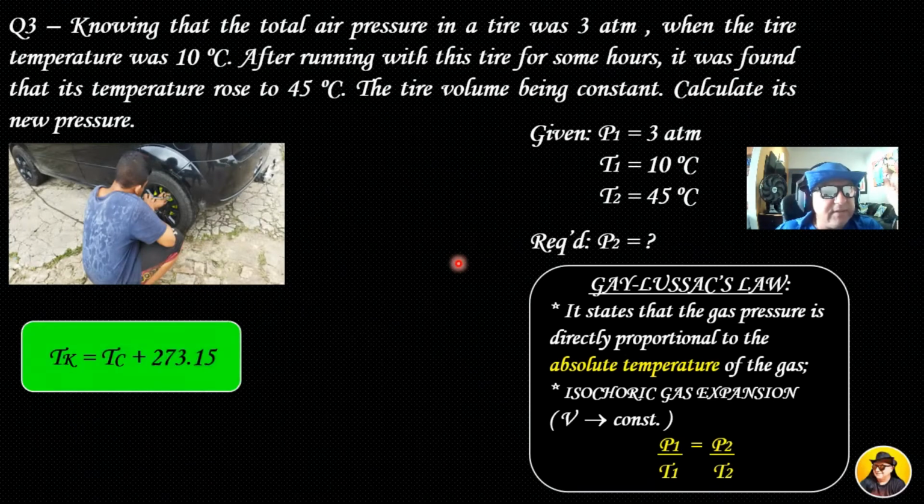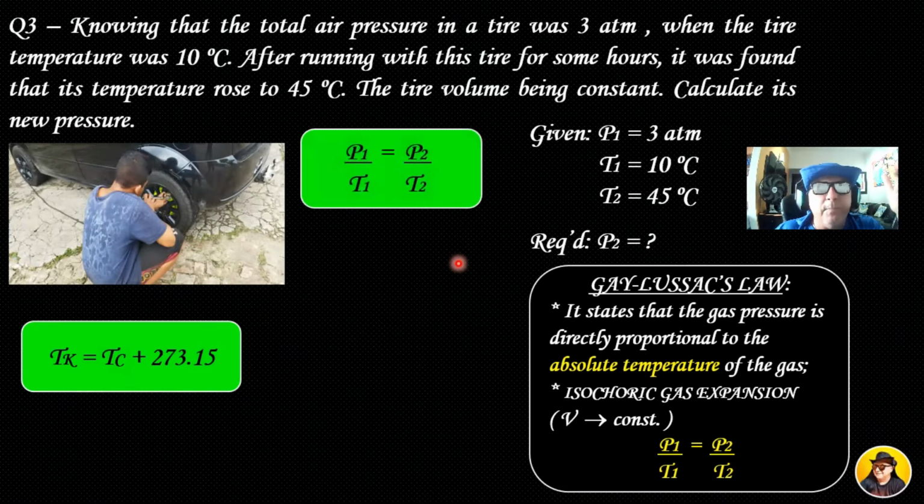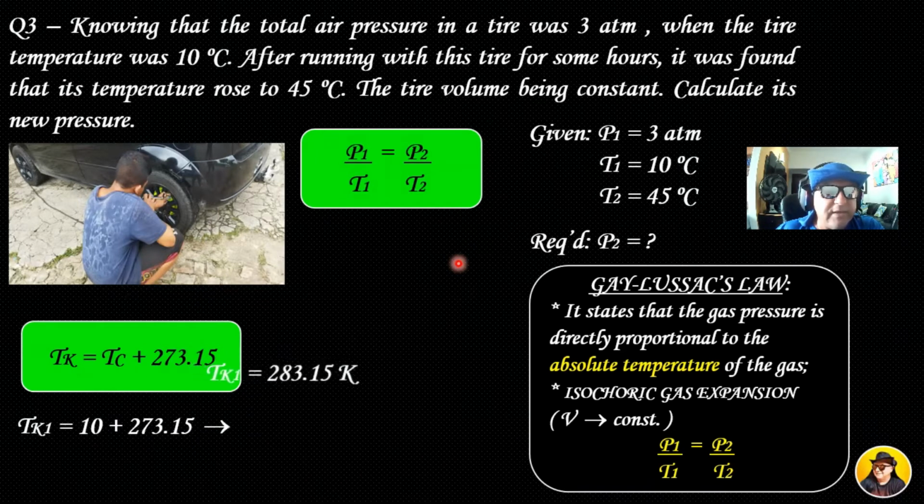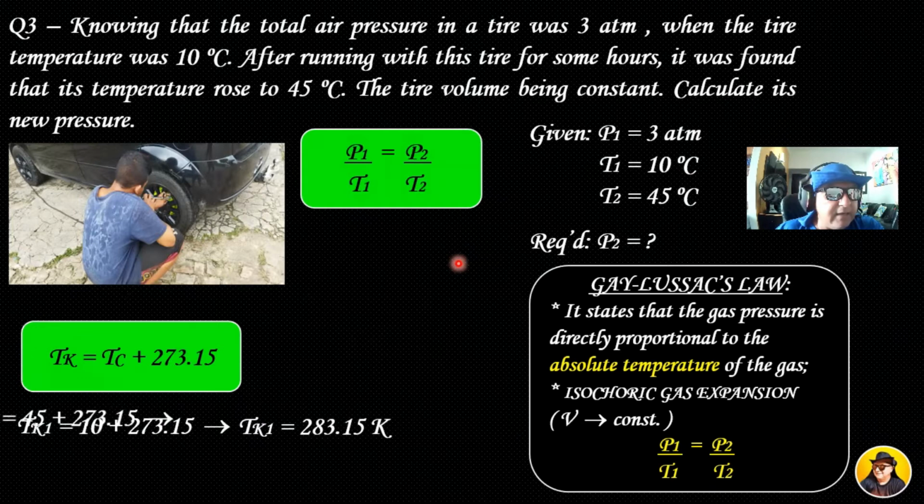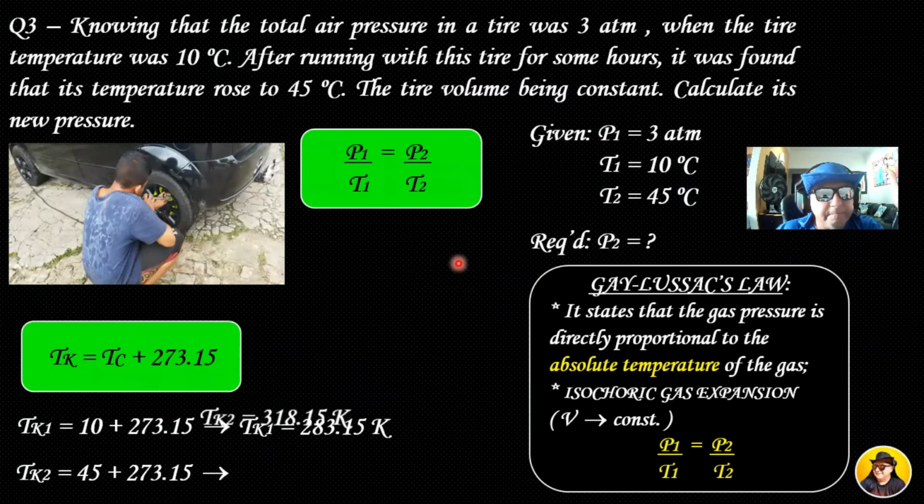So let's see. TK is TC plus 273.15. Now the formula is a bit better. So P1 over T1 is P2 over T2. Let's convert. So TK1 is 10 plus 273.15. Doing this, I have that TK1 is 283.15 Kelvin. And TK2 is 45 plus 273.15. So TK2 is 318.15 Kelvin. These are the new, converted temperatures that I'm going to apply.